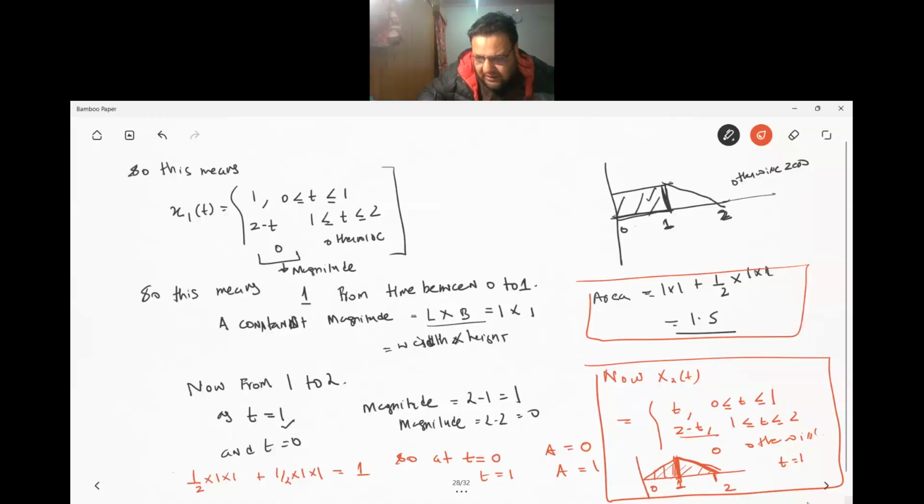So these are two triangles. You just calculate half base into height, half base into height. Half base is 1, height is also 1, plus half base into height. So this area would be equal to 1, and the previous area was 1.5. So x1 of t into x2 of t, you do that, and it will give you 1.5 into 1. So this y of t integral would be equal to 1.5.